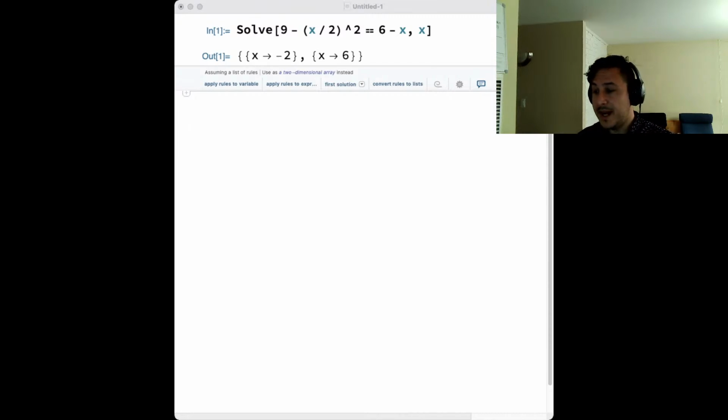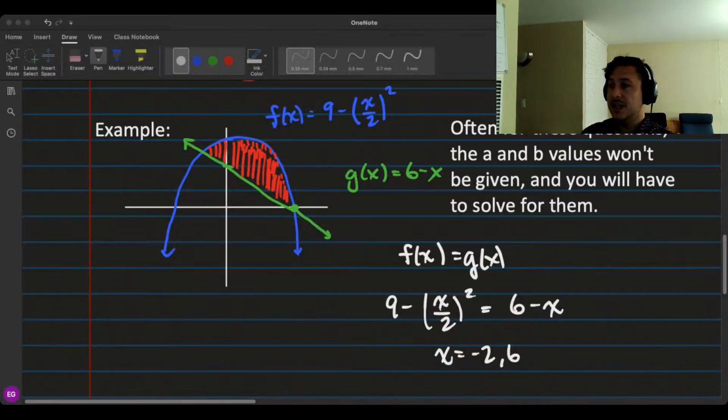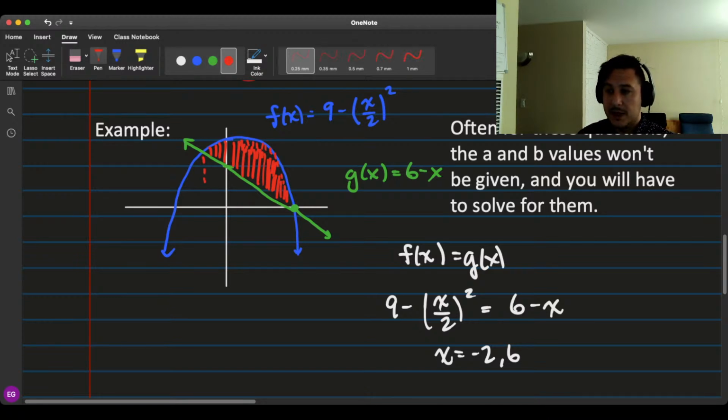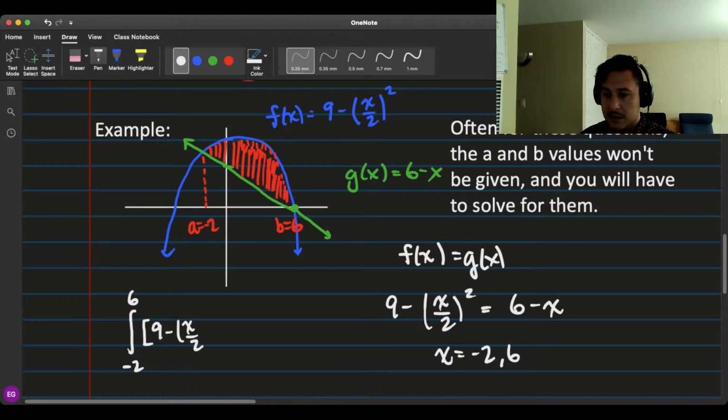Oh, yeah. So I'm going to switch back to OneNote now. And you can see that underneath the equation, I wrote x equals -2 and +6. So now we have our bounds for integration. Our a is -2, and our b is +6. So we will integrate from -2 to +6. Our f of x is (9 minus x over 2) quantity squared. We are subtracting our g of x, which is 6 minus x. And there's our dx.